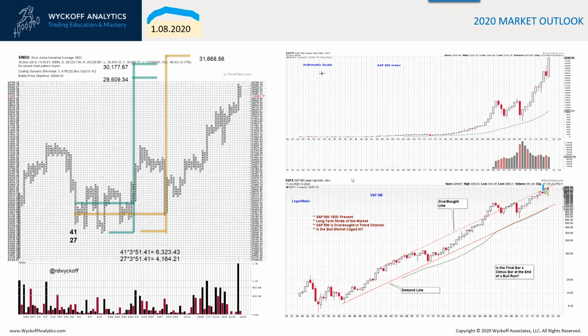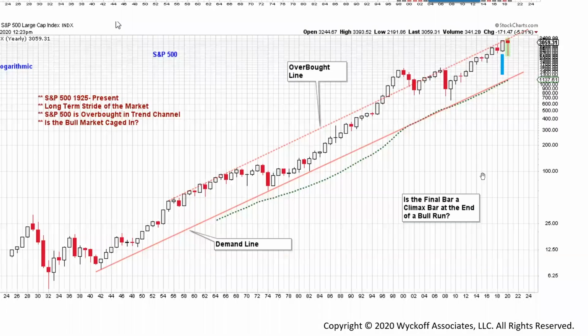The other thing I'd like to show you is this is a yearly bar chart of the S&P. And at the end of the year, I showed 2019, and 2019 closed the year on the trend line. And so my conclusion was at the time that it was unlikely that the market was going to be able to just run away from this overbought condition on a trend channel that started back in 1942 and then touched in 1973, 74 to create this big trend channel.